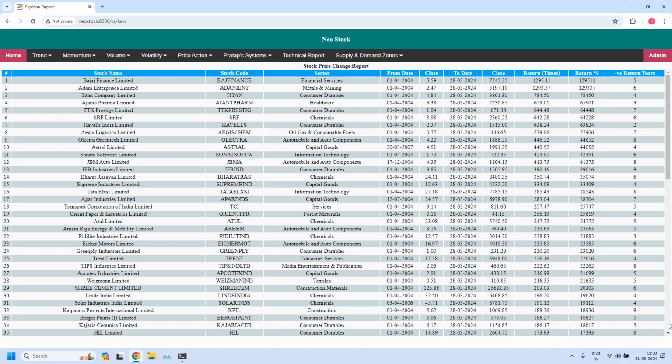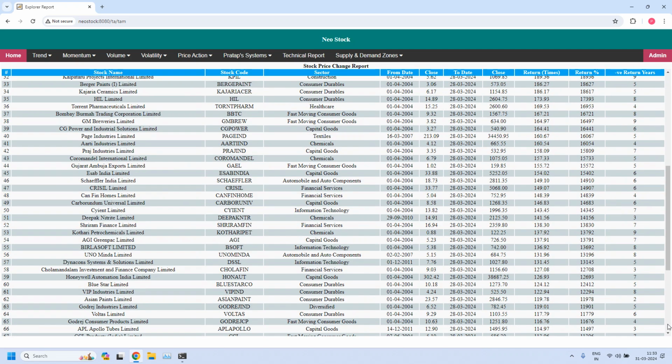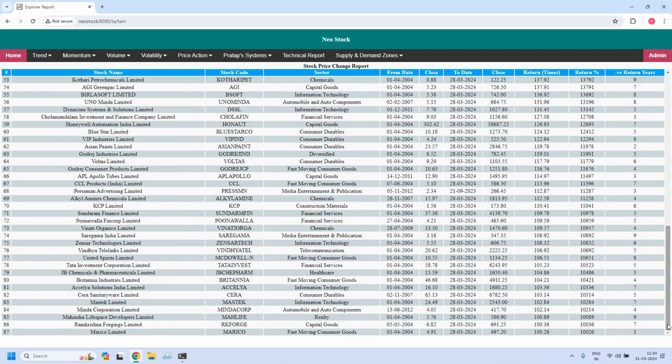So I'm scrolling down. So what you need to do, pause the video and you can study them. Check any of your favorite stocks are there. Check any of your favorite stocks you invested 20 years back, but you sold it immediately. So this is the second page. And this is the third page or final page. See, total 87 stocks, which made you Crorepati if you would have invested 20 years back.